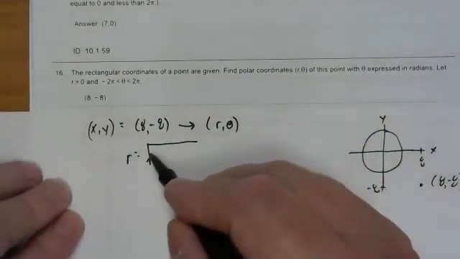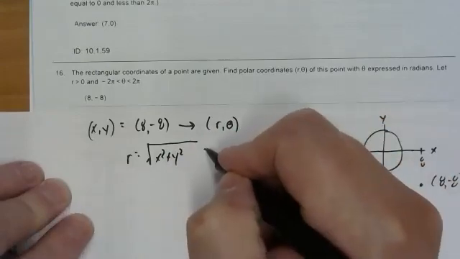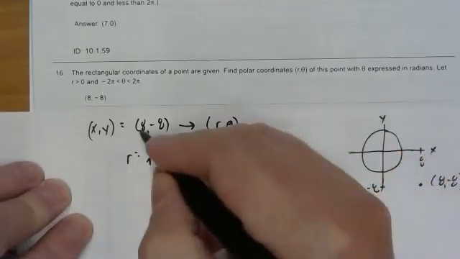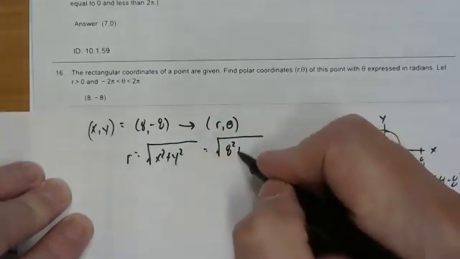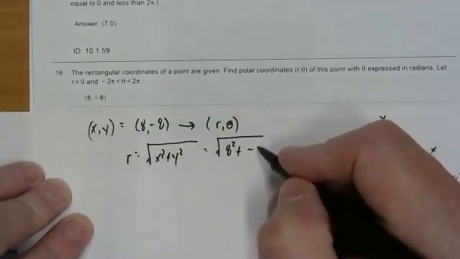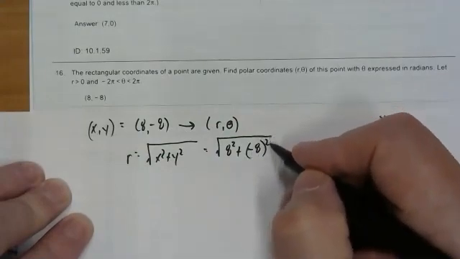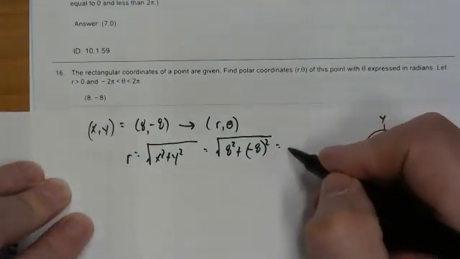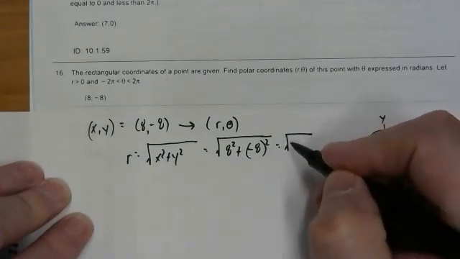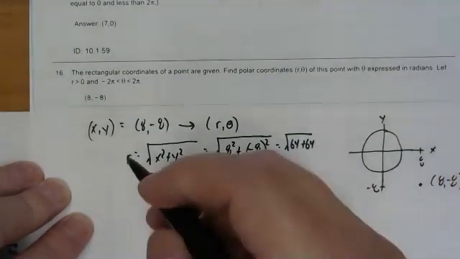Now, polar coordinates, to find r, square root of x squared plus y squared. X is 8, plus y is -8. Be careful now. You're squaring the -8. And what happens when you square a negative number? It's positive. So this is really 64 plus 64.